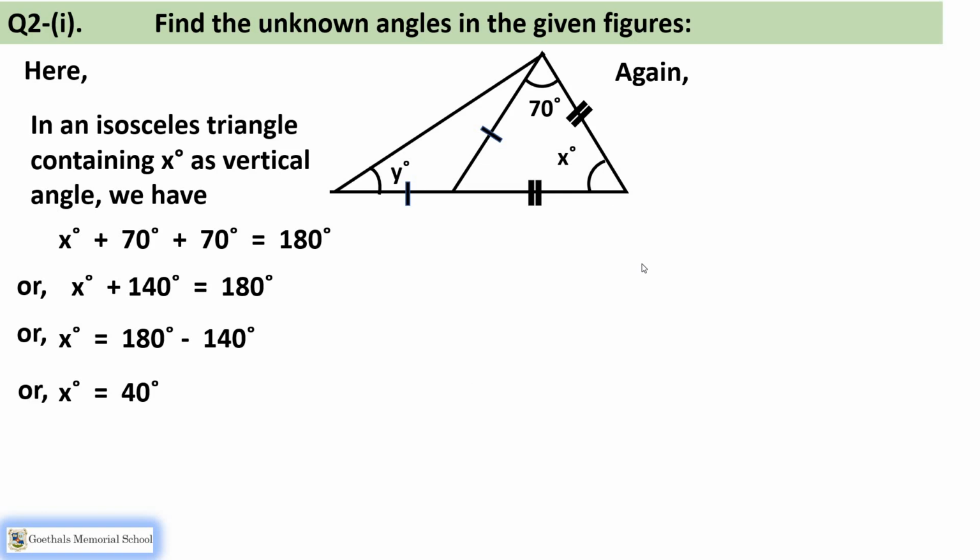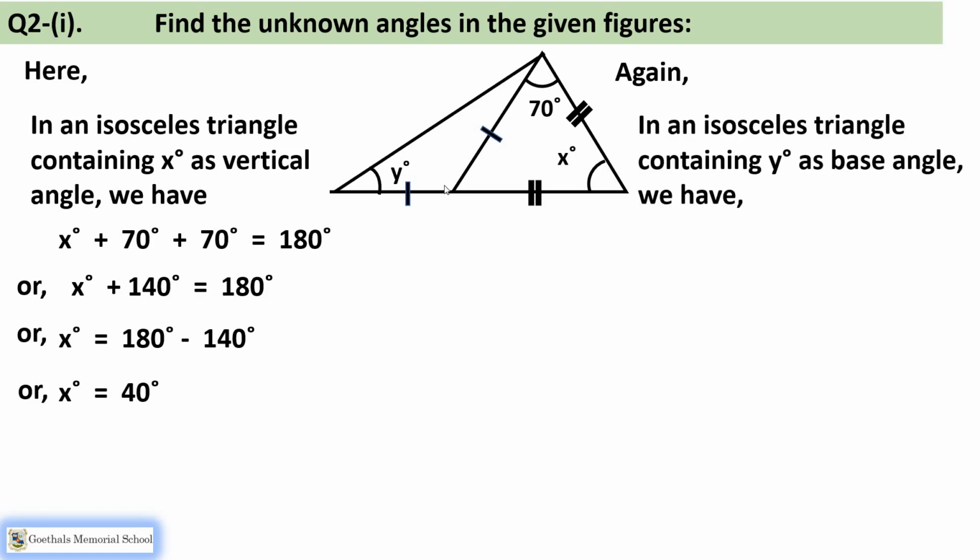Again, in an isosceles triangle containing y as base angle, we have y plus y, base angles. This angle will also be y because they are base angles. So how much will be this angle, the vertical angle? We got this as 70, so this will be 180 minus 70. So 180 minus 70 plus 2y equals 180 degrees.